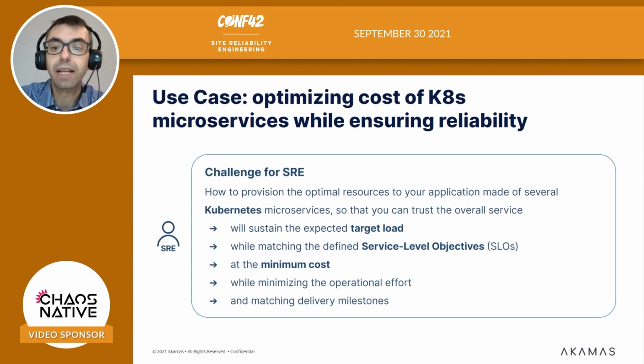The first use case is related to tuning Kubernetes CPU and memory limits that define how many resources are assigned to a Kubernetes container to ensure application performance, cluster efficiency, and stability. For SRE, the challenge is represented by the need to ensure that the overall service will sustain the target load while also matching the defined SLOs on response time and error rate. Service efficiency is also very important in this case. We want to minimize the overall cost, so that we don't assign more resources than are actually needed. Also, as SREs, we want to keep operational toil minimal and stay aligned to the delivery milestones.